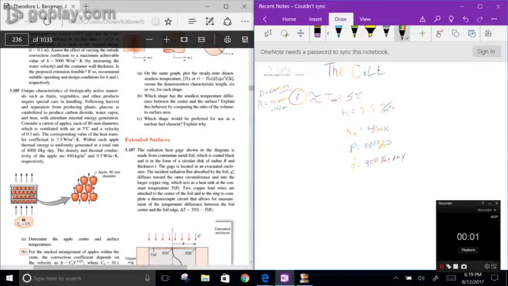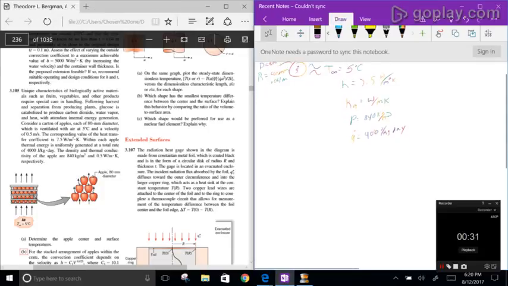Welcome back. Alright, so we're going to do Chapter 3, Problem 105. I'm going to do Part A. It says determine the apple center and surface temperatures. So initially what I did was set up the problem, and basically we're going to model this as a sphere because those apples are close enough to a sphere. So I'm thinking that we're probably going to be needing the spherical temperature distribution for this.